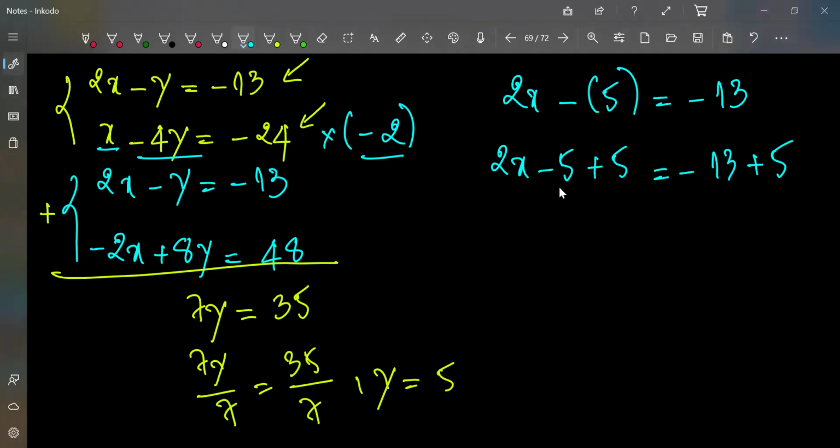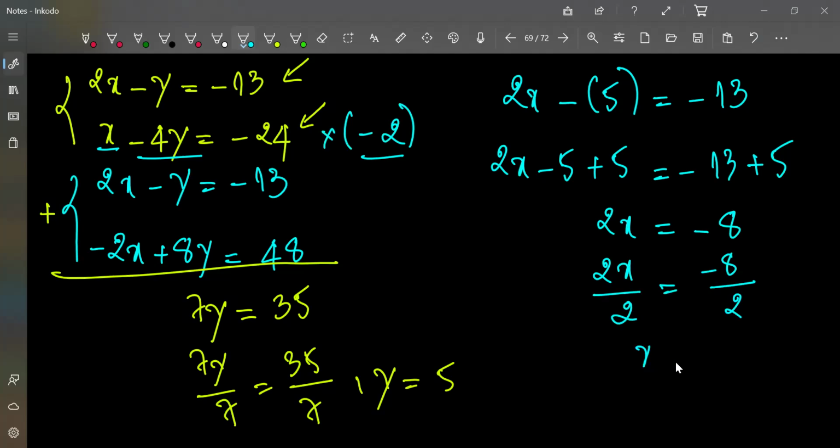Okay, so negative 5 and positive 5 is equal to 0. So now we get 2x is equal to negative 8. So let's divide both sides by 2. We get x is equal to negative 4.